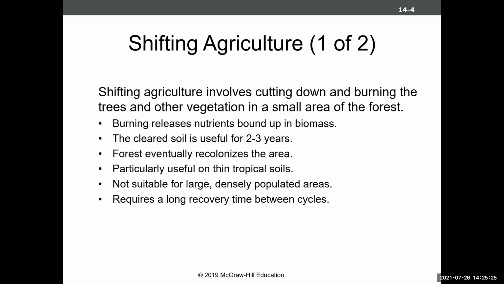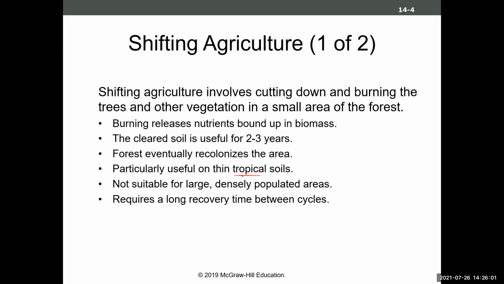And so it's going to be many years before they're able to reuse that field for agriculture and for crops. During that time, they'll move to a different place that they will cut down and use for a couple of years. And so they're constantly shifting the locations of their fields and allowing that recovery time to happen. This type of ag is really useful in the thin, nutrient poor tropical soils because remember, all of the nutrients are bound up in that biomass.